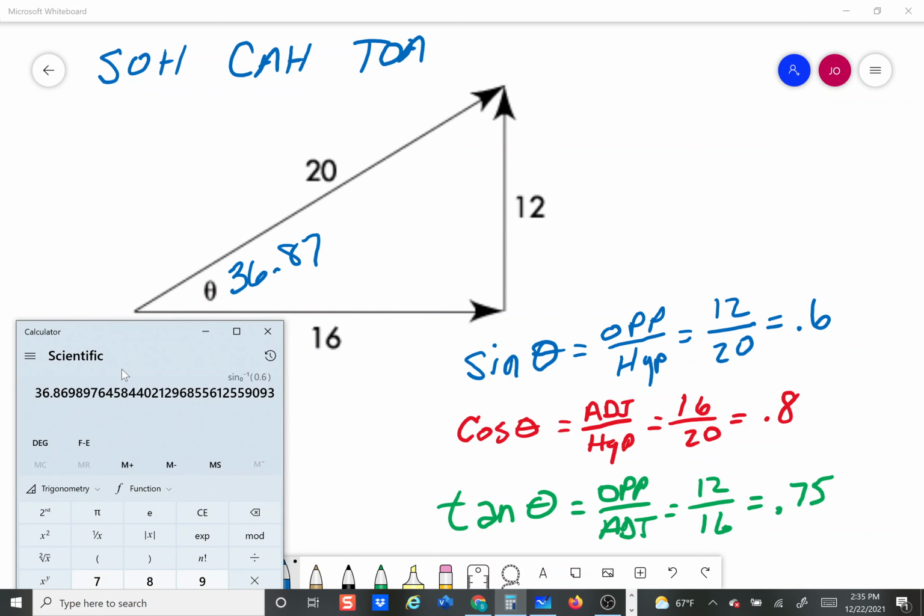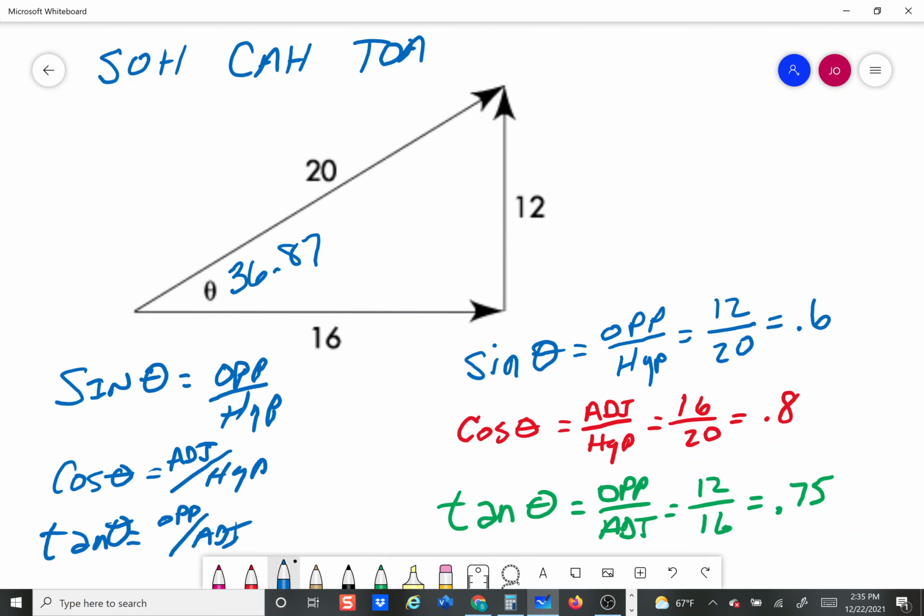All right, so now let's go ahead and use our cosine function. Using the cosine function, 16 over 20, we got our value of 0.8, and I'm going to go into second cosine. What do you think we're going to find? There it is, 36.87 again. It's 36.87 because I didn't change anything but what function I was using.